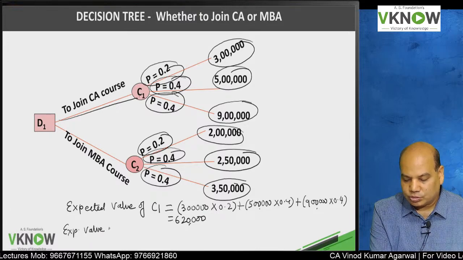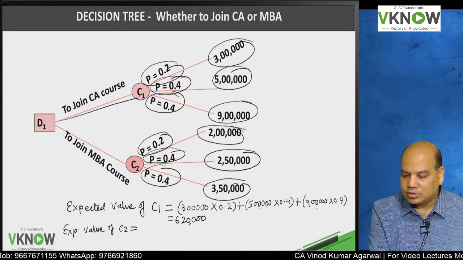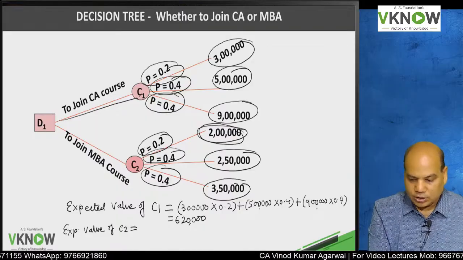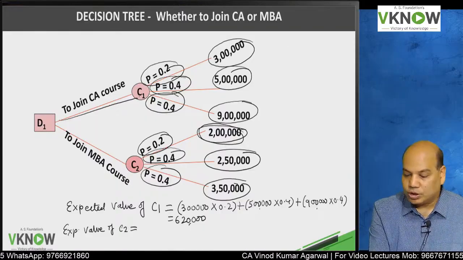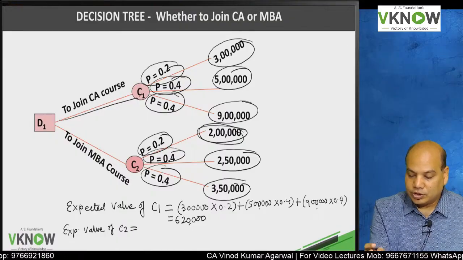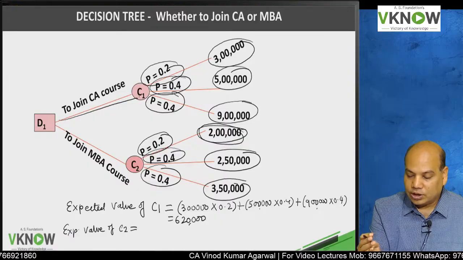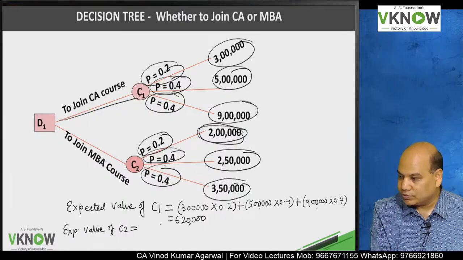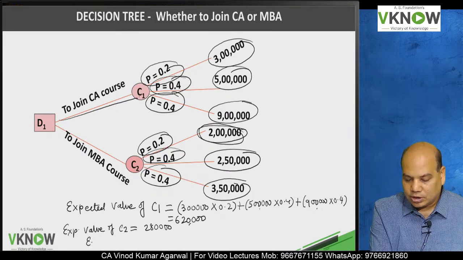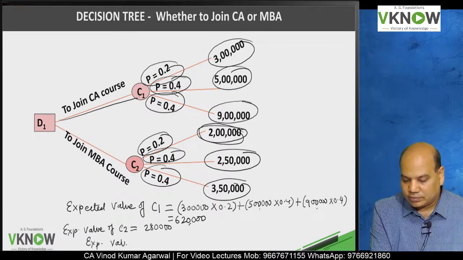expected value of C2. Do it directly and give me the answer. 2 lakh into 0.2, 40,000, 2,50,000 into 0.4, that is 1 lakh, and 3,50,000 into 0.4, that is 1,40,000. So 140 plus 1, 240 and 20, 40, 280, very good, 2,80,000. Now we'll write expected value of D1.